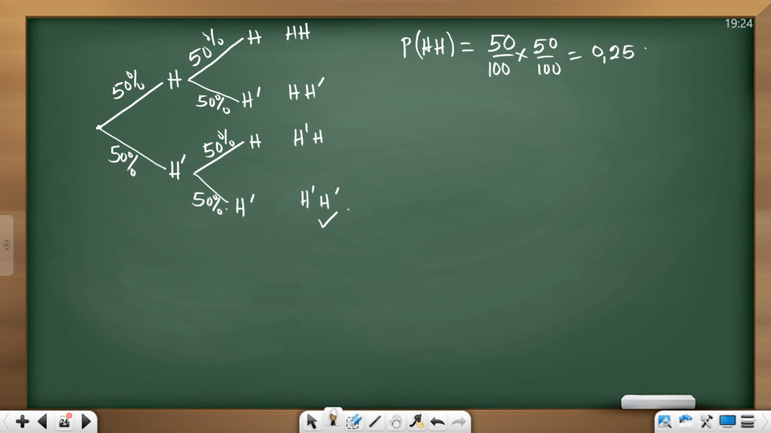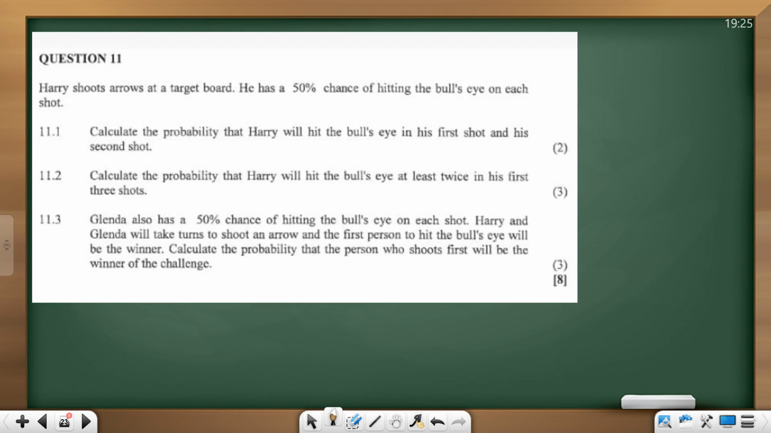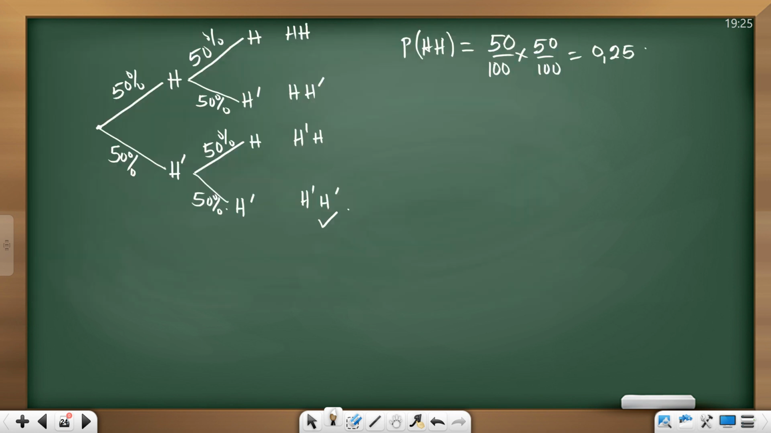Guys, did that make sense? We are done with the first one. We're good? Everybody okay? Awesome. Calculate the probability that Harry will hit the bull's eye at least twice in his first 3 shots. Send this diagram. At least, because when we do the tree diagram, it's quite easier to see stuff. Okay, but don't stress.